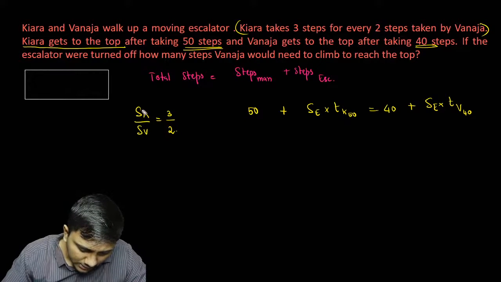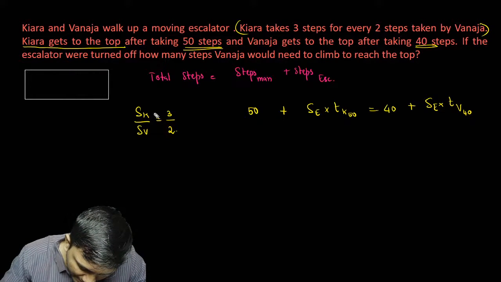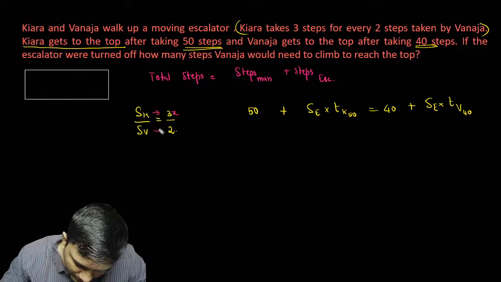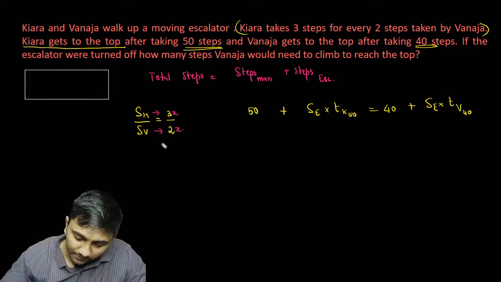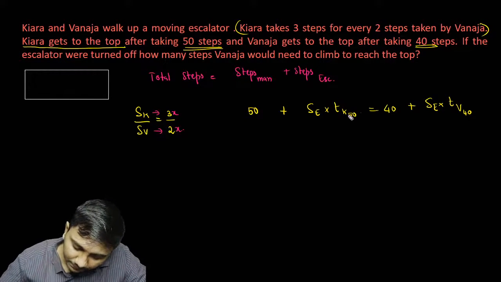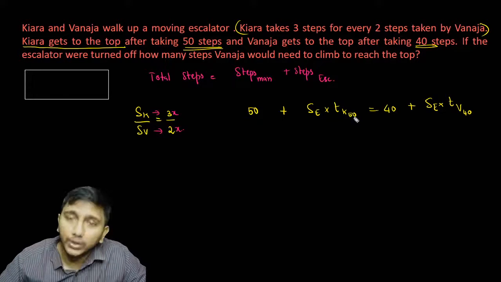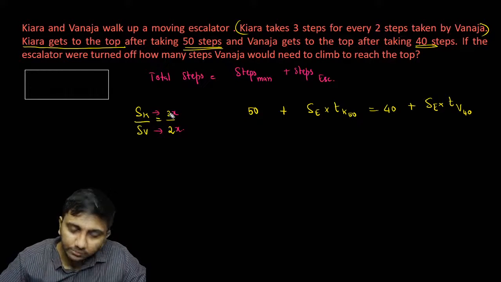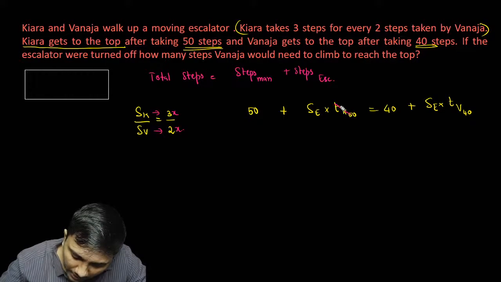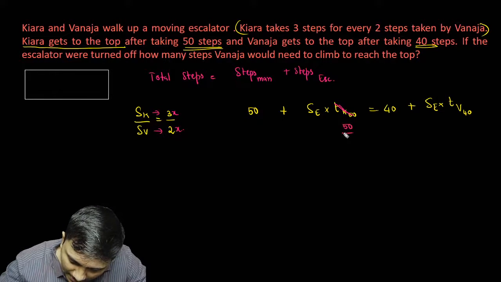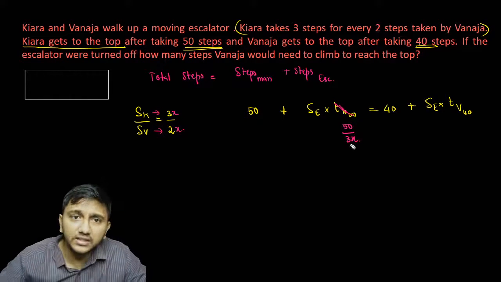So I can say speed of Kira can be directly taken as 3x. This can be taken as 2x. Now let's come to this part. Time taken for Kira to take 50 steps. We have already got Kira speed is 3x. So I could replace this by 50 by 3x.